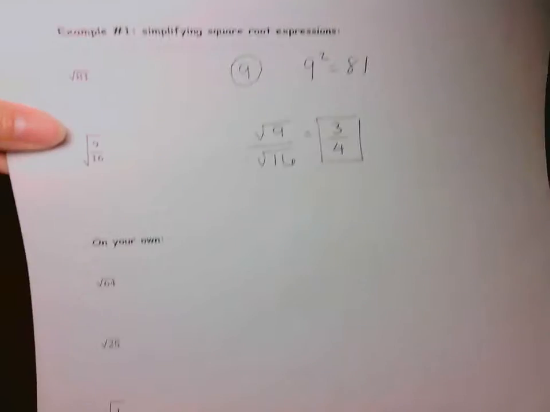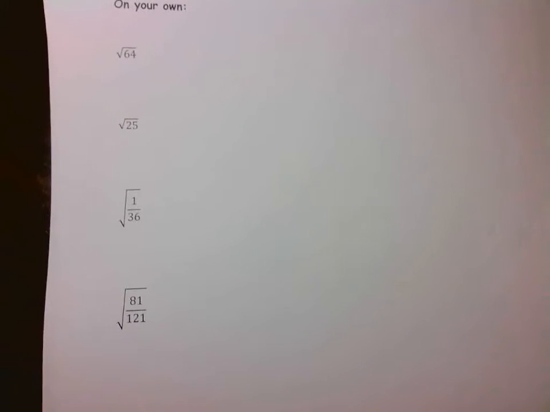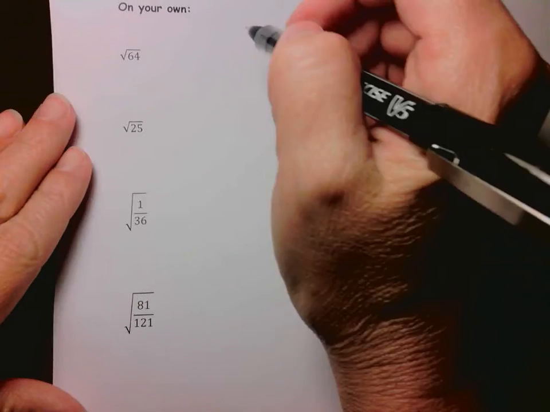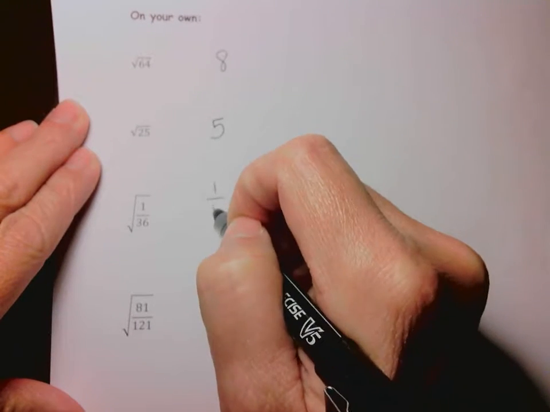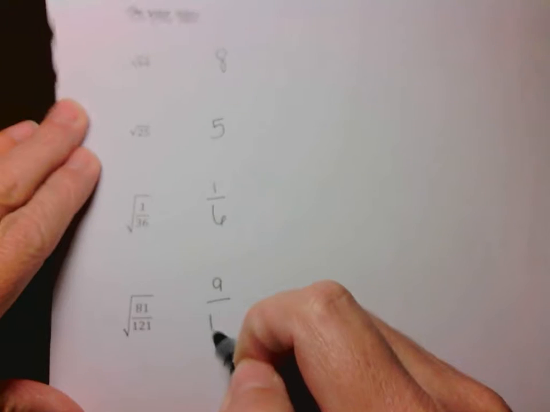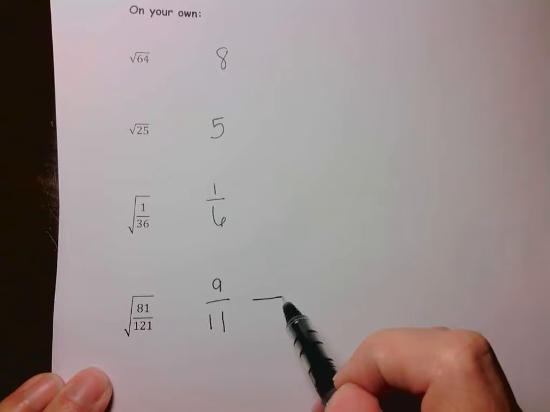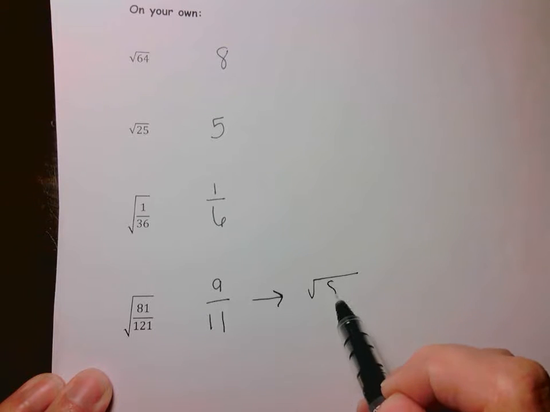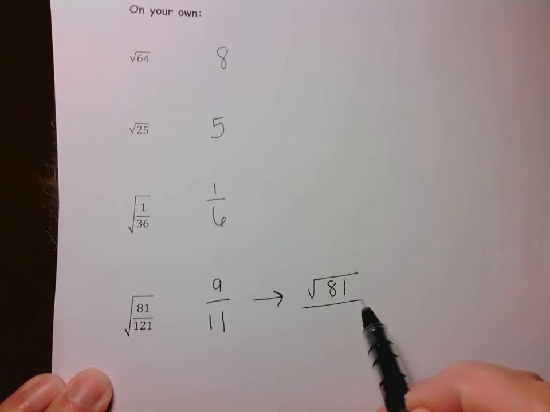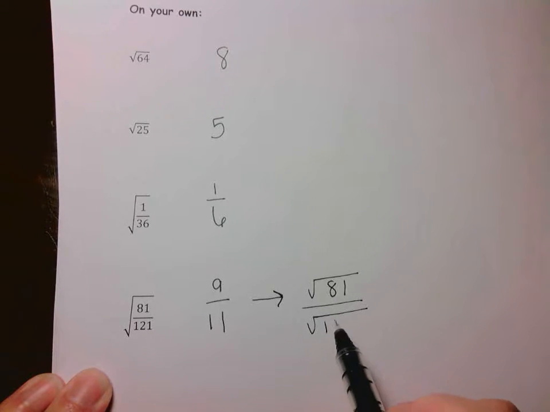So go ahead and hit pause and work on your own problems. And here are the answers. Again, remember the square root of 81 over 121 is the same thing as saying the square root of 81 over the square root of 121.